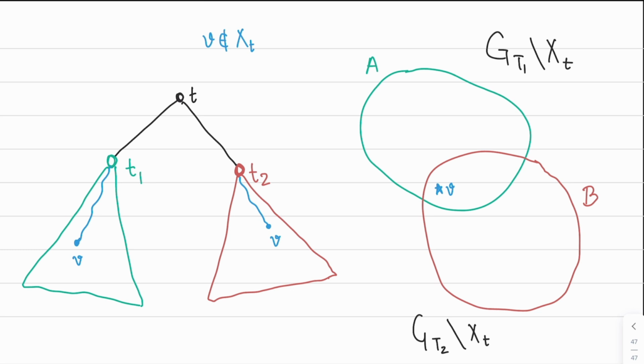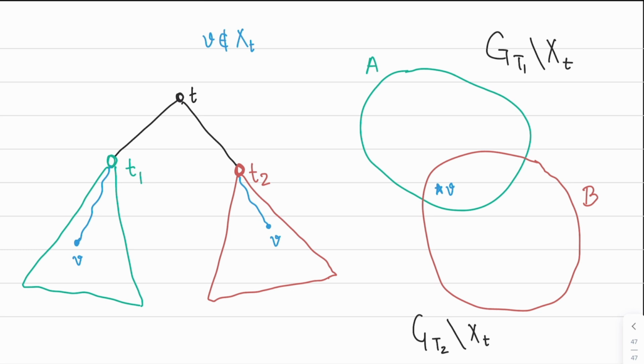That means that v belongs to some bag in the subtree rooted at T1 and v belongs to some bag in the subtree rooted at T2. And because of the tree structure of the tree in the tree decomposition, we know that there are unique paths from these bags back to their respective ancestors T1 and T2. But now we can apply our concept of vertex coherence to say that, well, let's look at the subtree corresponding to all the bags that contain the vertex V.